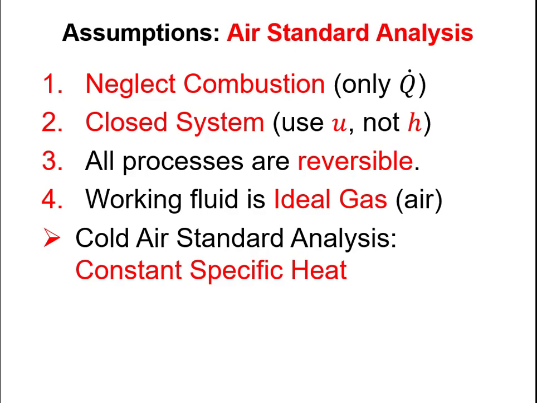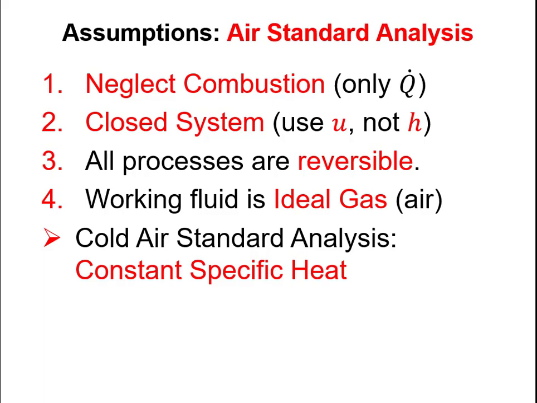We assume that the system is always closed. We assume that all processes are reversible. And we assume that the working fluid is an ideal gas. In our last example, we also showed that you can solve these types of problems assuming that specific heat is variable or that specific heat is constant. So if you haven't looked at our Otto cycle example, I'd encourage you to do that now.